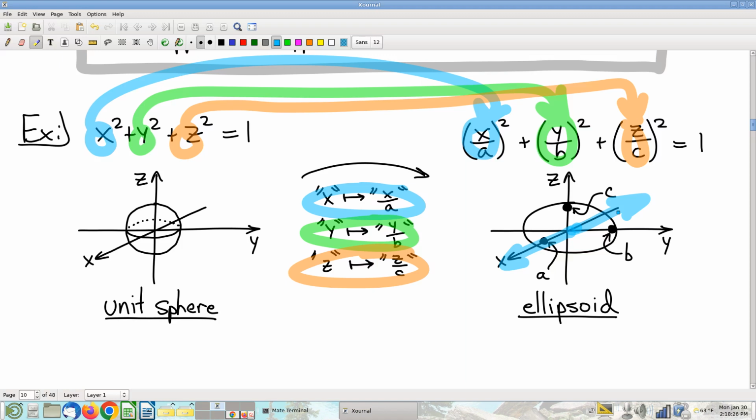Okay. Likewise, stretching by a factor of b in the y direction, stretching by a factor of c in the z direction.